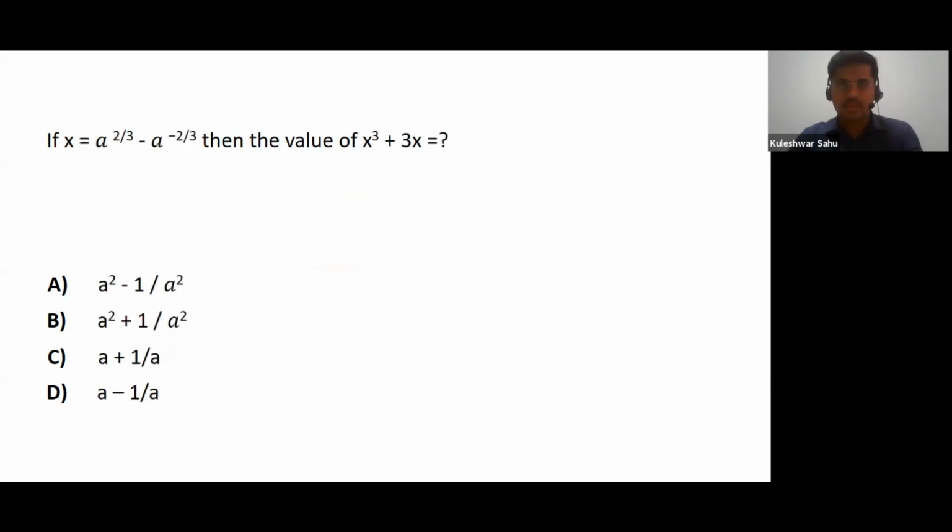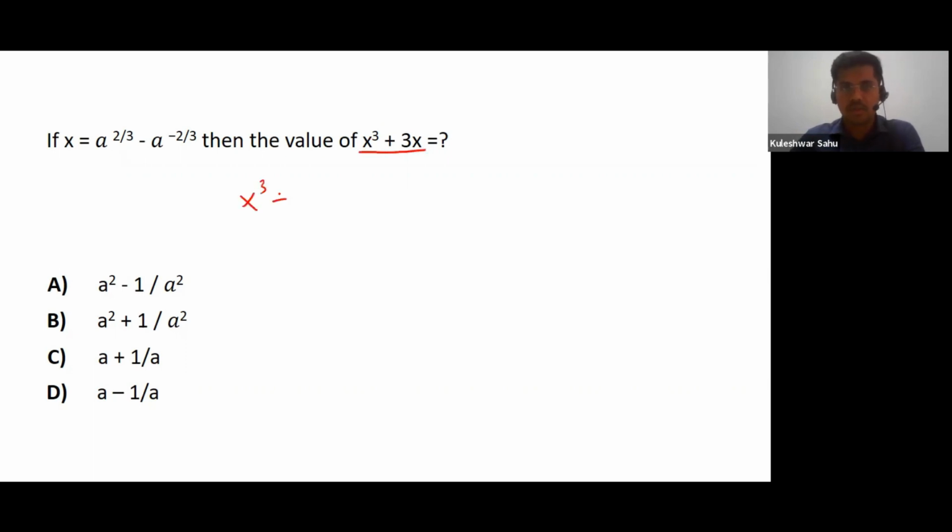Let's move to the next question. If x is equal to a to the power 2 by 3 minus a to the power minus 2 by 3, then find the value of x cube plus 3x. Right now, since we have the value of x, let's try to put the value of x in the given expression. So we need to find x cube plus 3x.